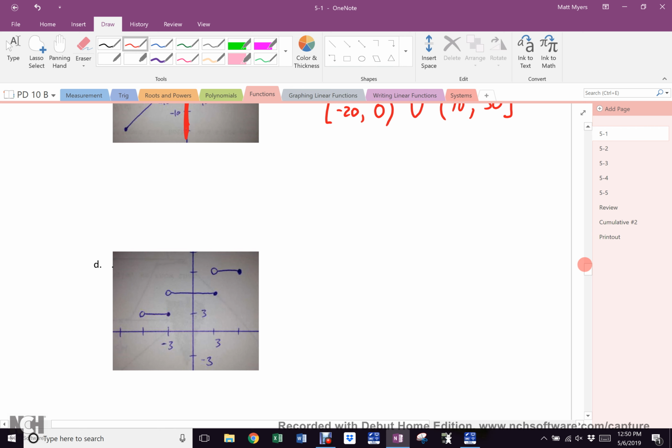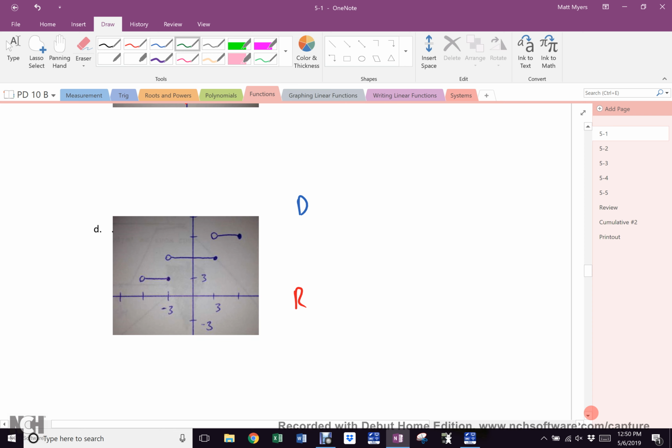Do D. Not only do I want the domain and range in both forms, I also would like for you to postulate whether it is a function or a relation. And that's all we're doing today, and I'm giving you no homework because you have a test tomorrow.